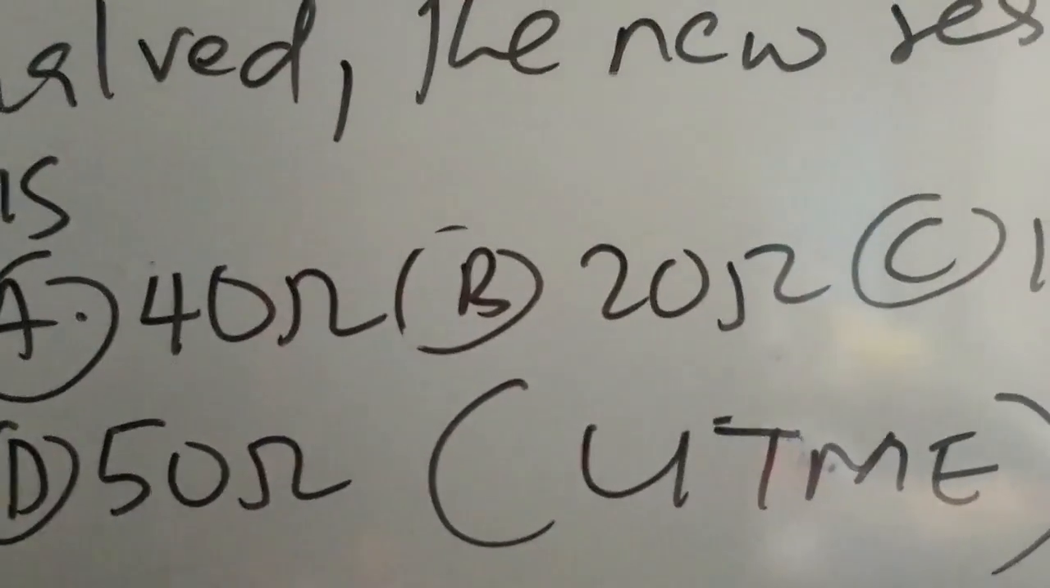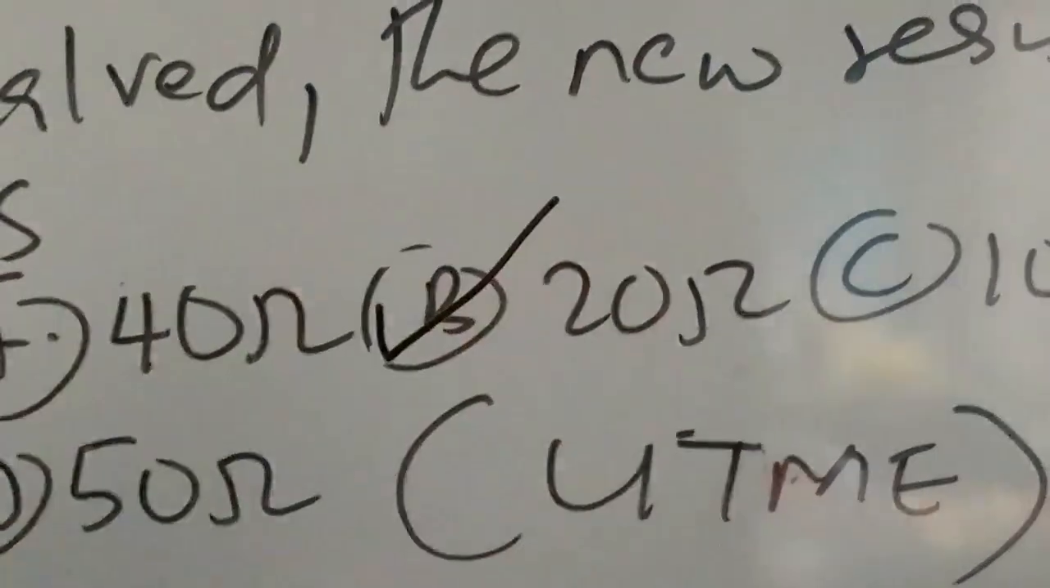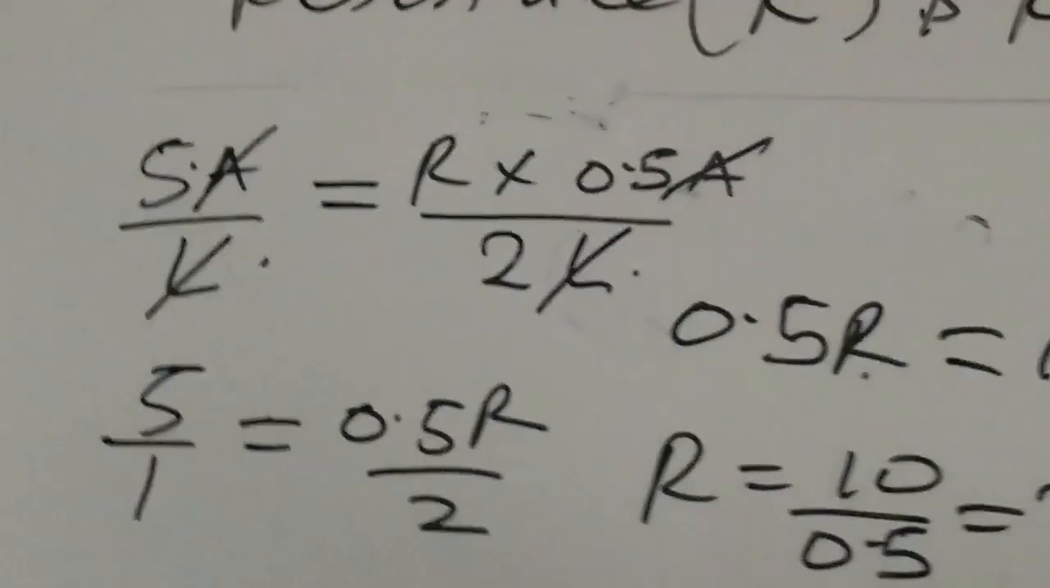Going to the solution, the answer is option B, 20 ohms, the new resistance of the wire. So that is it on this topic.